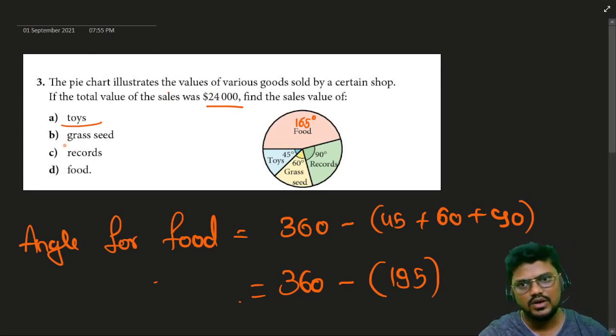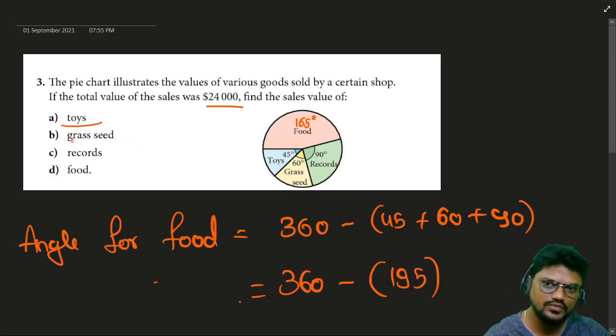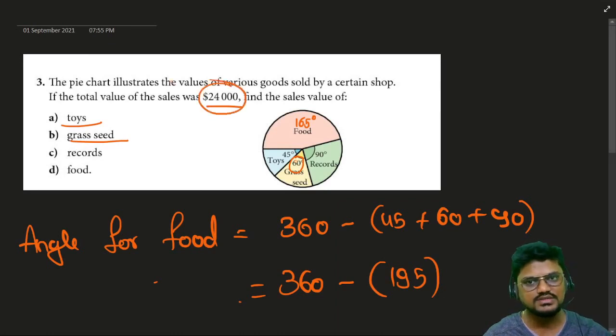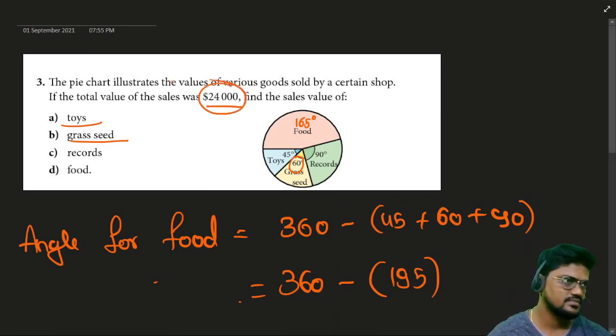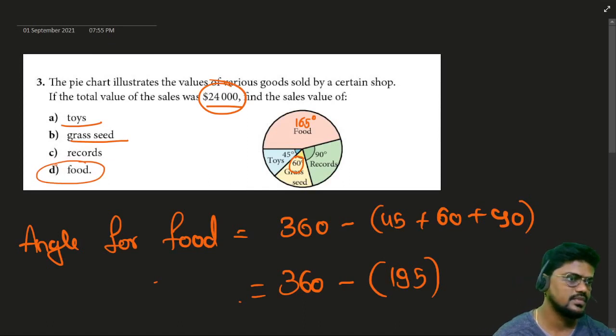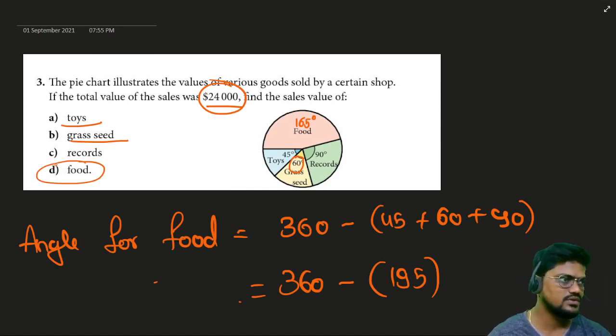Got it? Now what is the sales value of grass seed? It is 60 parts of 360, so 60 by 360 into the total sales value. Got it? You tell me. 4,000. Yes, that's right. Now you tell me what it will be for food. You have to find it and send it in the chat. 165.